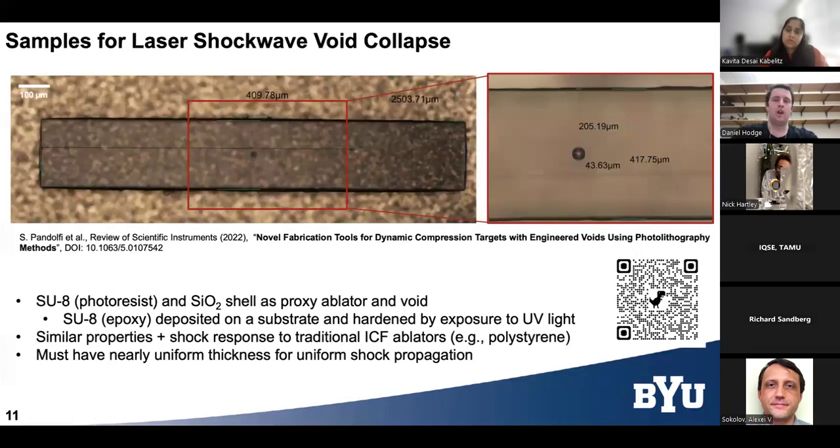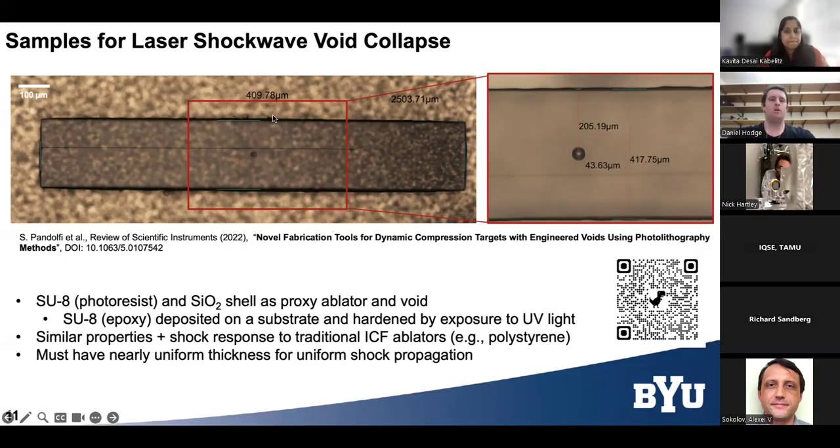So going back to the geometries, these are the samples we use for the shock wave void collapse. What we're seeing here is SU8, basically an epoxy. And within this epoxy is a hollow glass void, which is representative of voids in the material. This void is around 40 microns in diameter. And the thickness of all of this, the path the X-rays pass through, is 400 microns all the way through this SU8 epoxy.